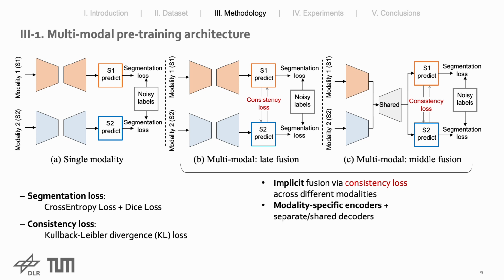to downstream tasks. Concerning the decoder parts, while late fusion uses separate decoders for each modality, middle fusion employs shared decoders to further boost cross-modal entangling.